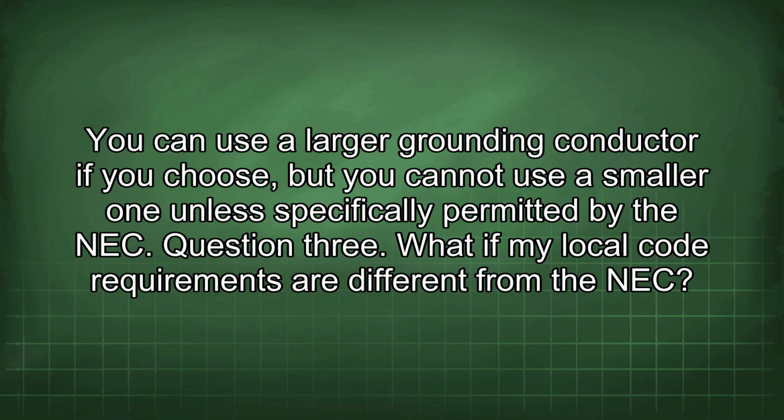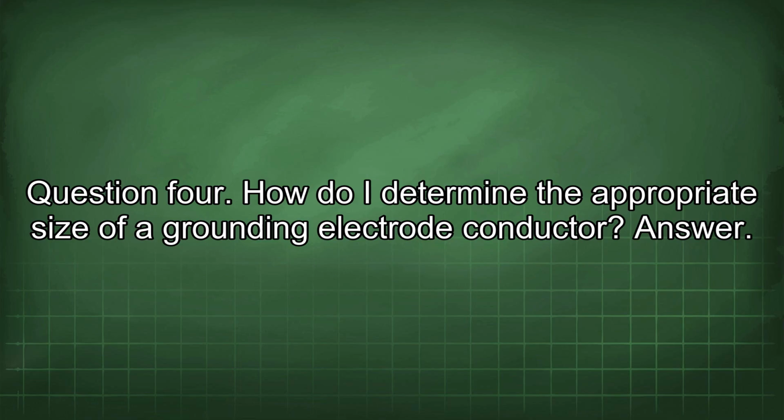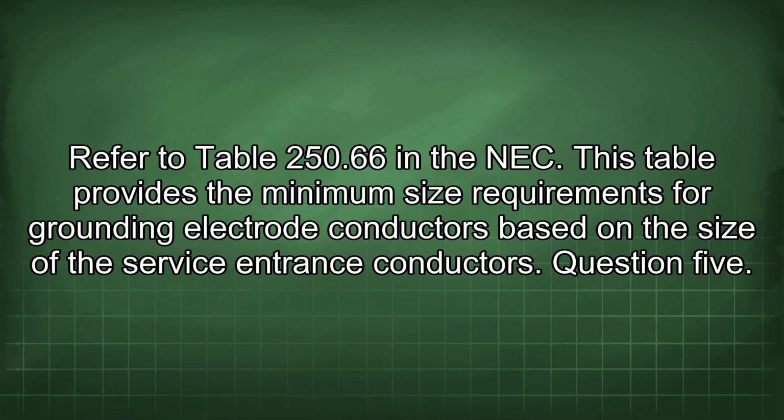Question 3. What if my local code requirements are different from the NEC? Answer. In general, local code requirements take precedence over the NEC. Always consult with the local authority having jurisdiction to ensure compliance with all applicable regulations. Question 4. How do I determine the appropriate size of a grounding electrode conductor? Answer. Refer to Table 250.66 in the NEC. This table provides the minimum size requirements for grounding electrode conductors based on the size of the service entrance conductors.